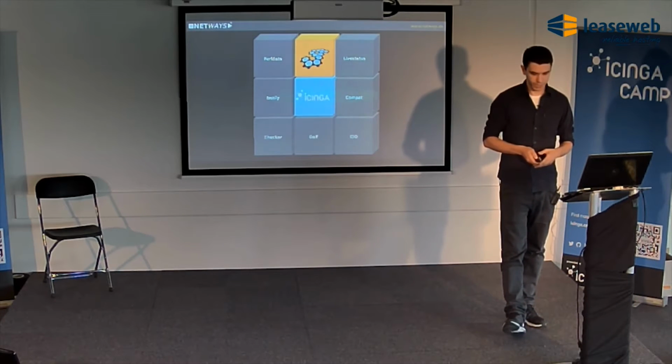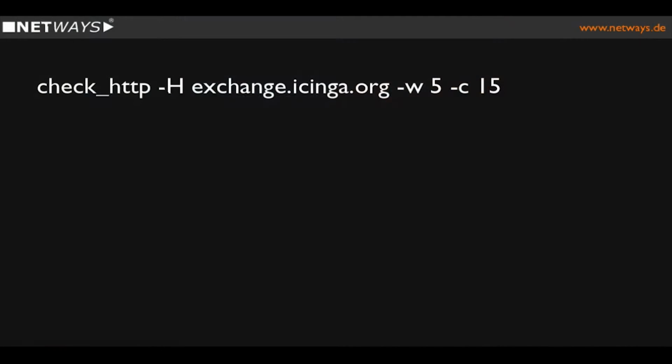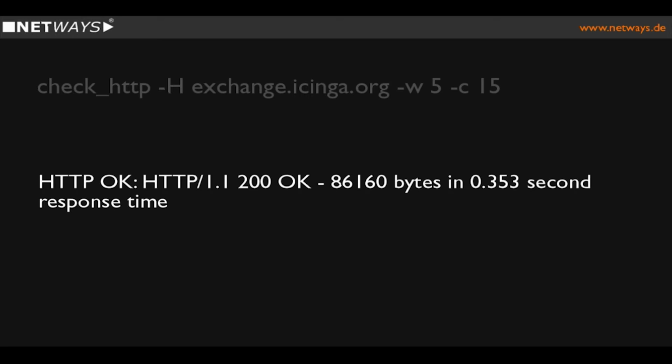When Icinga does a check you configured, for example a check HTTP on a host with some thresholds, it will give you an output like this, and it will tell you, okay, the check is critical, or it's okay, or it's warning. This is the information that you need for alerting.